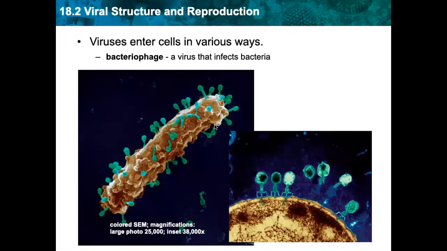And you can see this is an actual microscopic picture of what that looks like. And so each little green thing is a virus. And you can see sometimes you can get multiple viruses on one cell.